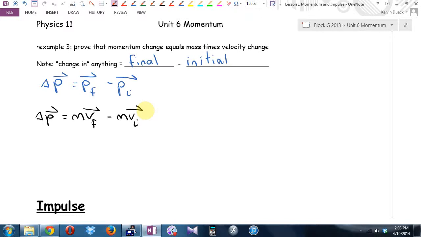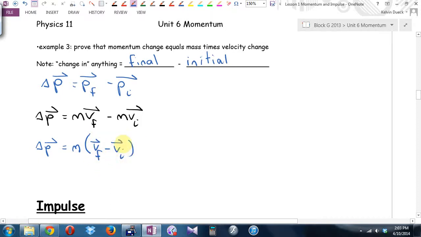Yeah. Who said it? You must have had a good Math 10 teacher who told you to always. Okay. There's a GCF of m. Well, if I factor that out, I'm going to get m bracket v final minus v initial.